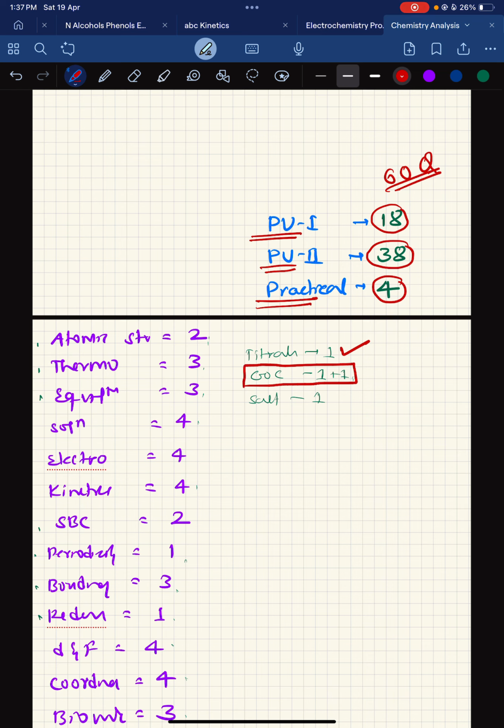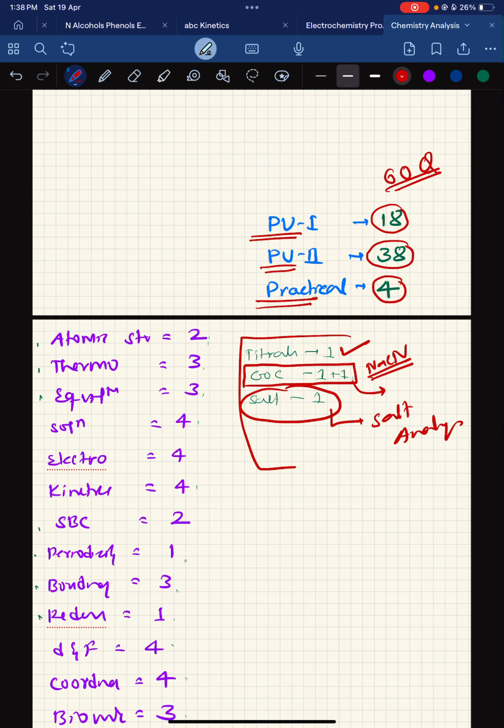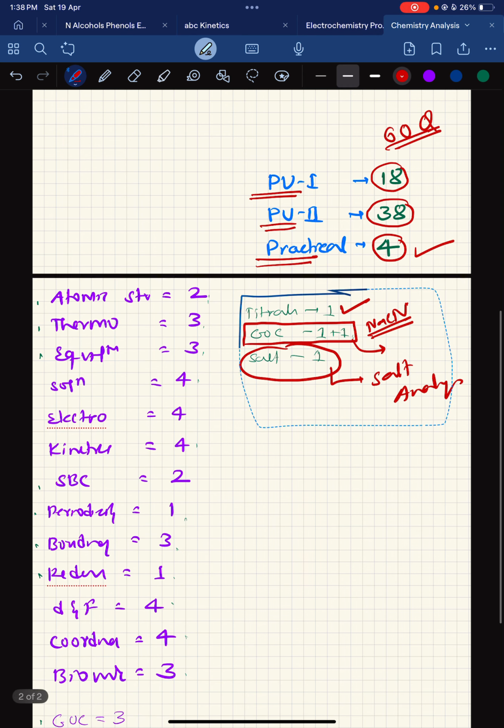This you have studied in first year only, GOC. There, about NaCN, KCN, like ionic compounds, how we prepare them by using sodium metal, they have asked a question, and one more question based on the color of the complex, and the other question they have asked is from salt analysis. So from practical you can see that totally they have asked 4 questions.